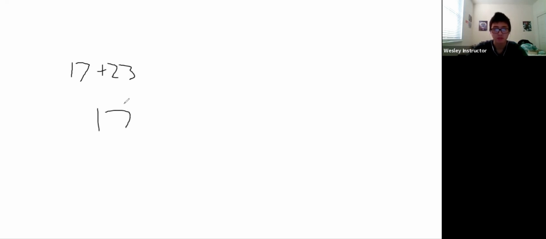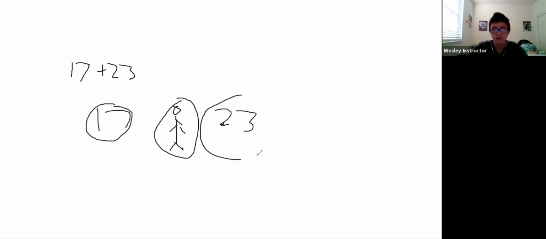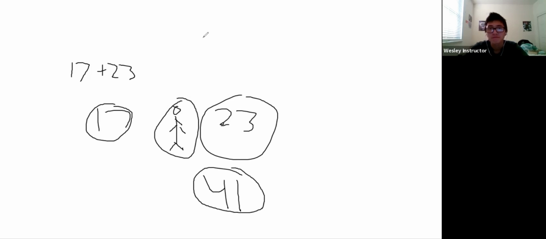So there are 17 people in front of me and 23 people behind me. And then there's me, and I count as one person. So the total number of people in the line is just these numbers added up together. So 23 plus 17 plus me, plus one, is 41. So there are 41 people in line. The key to solving this problem is to find out how many people are in front of you and how many are behind you. And don't forget to include yourself.